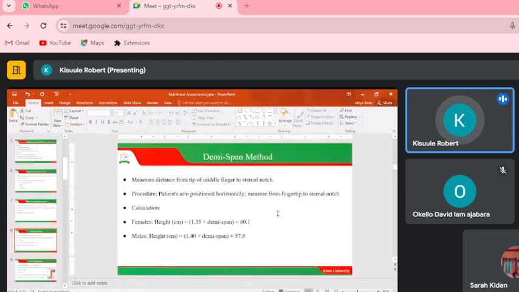With the demispan, we are saying this measures from the tip of the middle finger to the sternal notch. Okay. Do we know the sternal notch, friends? Hello, please talk to me. Do you know the sternal notch? The sternal notch is, let me try to get you an image here.